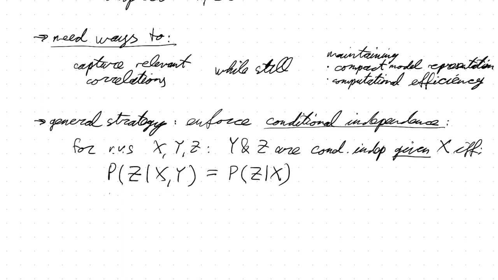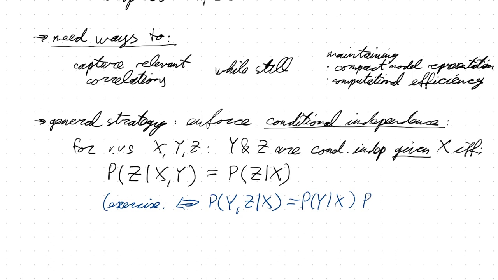And as an exercise, you may prove that this is equivalent to a form that makes it more similar to a definition of independence. You can also write this as saying that P of Y and Z given X is the same as P of Y given X times P of Z given X. You will recognize this looks very similar to the definition of regular independence of y and z. It's just that the joint of y and z is the product of the probability of y and the probability of z, just that everything is conditioned on x. For the context that we're interested in, these two are equivalent.